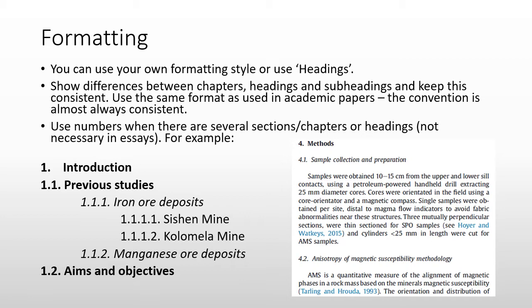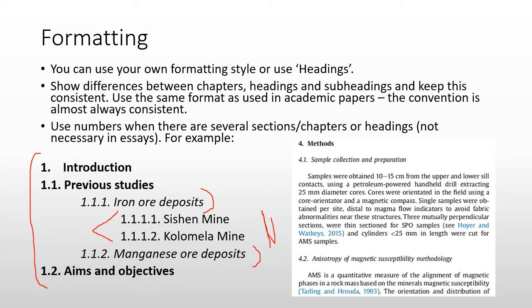If you then have a 4.1.1, that would be in plain font. And it's best to try and not go too far with the different subheadings. So if you see here on the right hand side, you can have an introduction and then previous studies. And within those previous studies, you might need to go into a lot of detail about particular iron ore deposits. And then you can break down where those occur, so 2 different mines, and then manganese ore deposits. But you can see here, you're getting into really complex subheading numbering. I would never go further than 4.